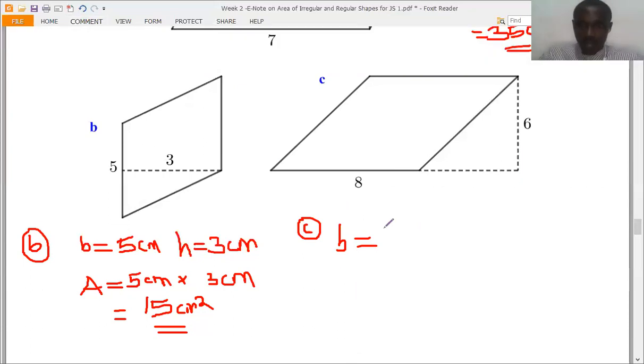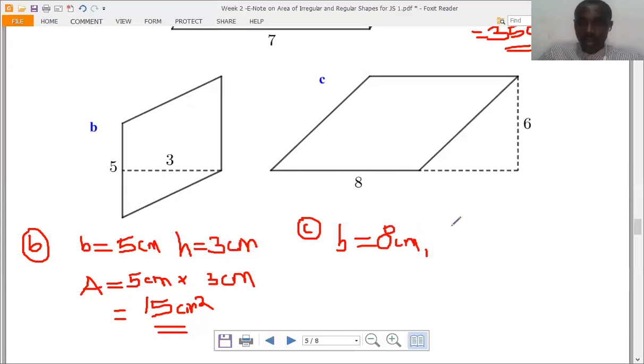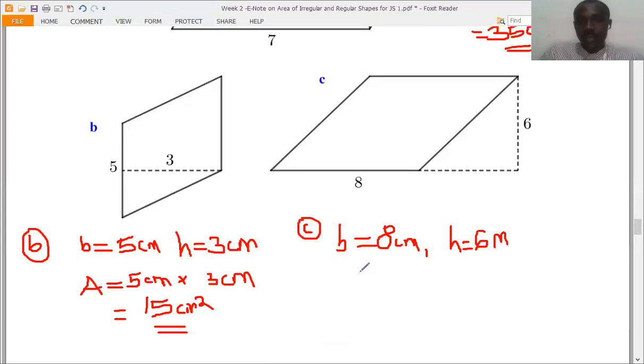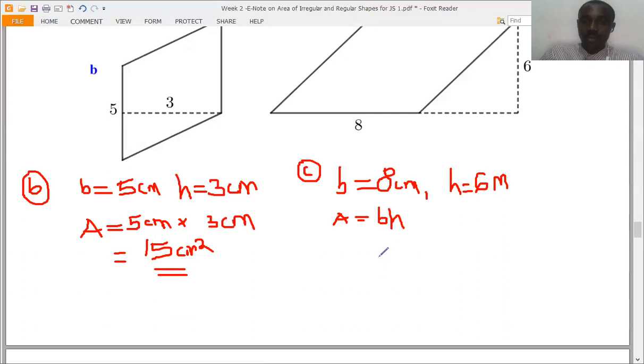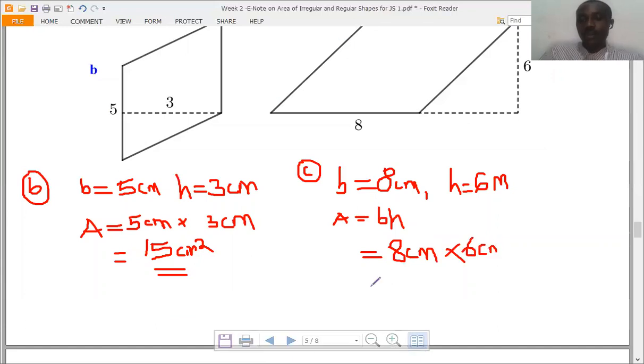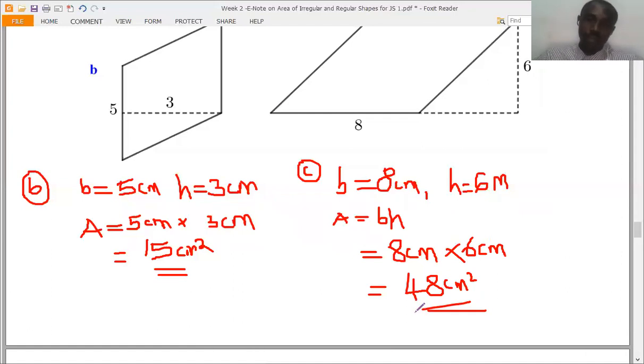So we have the base as 8 centimeters, and the height is given as 6 centimeters. So the area is equal to base times height. We call the formula base times height, which is equal to 8 centimeters times 6 centimeters. And that is equal to what? 8 times 6 is what? 48. Wow, you guys are cool. They're very good. 48 centimeters squared. So you can see how I went about the solution of these problems very easily.